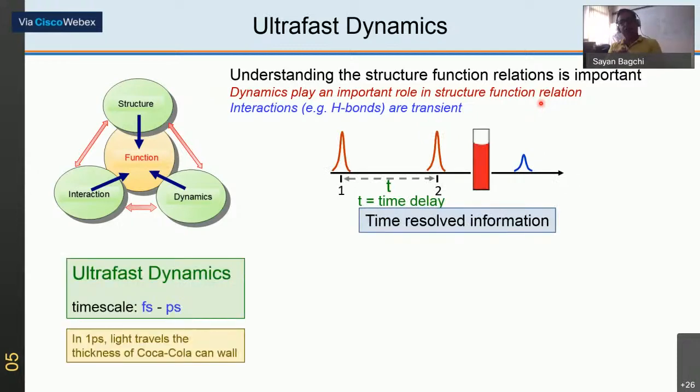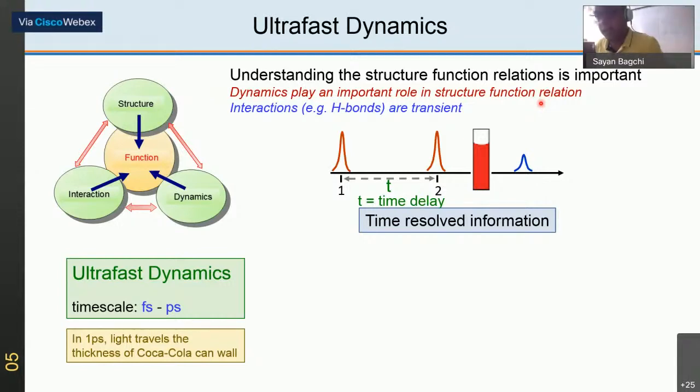And in 2D IR, the dynamics time scale we are interested in is picoseconds to femtoseconds. A picosecond is 10 to the power minus 12 seconds, and a femtosecond is 10 to the power minus 15 seconds.